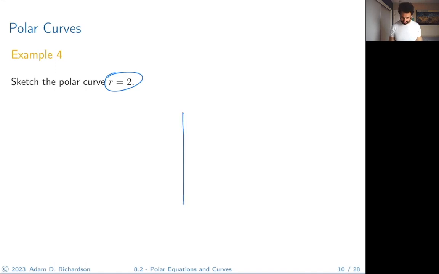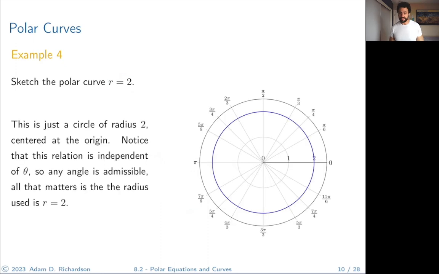So quite literally, it's this, where this is 2. That's what this equation is describing. R equals 2. Let me go to the next slide here. Yeah, there we go. A circle of radius 2 centered at the origin.